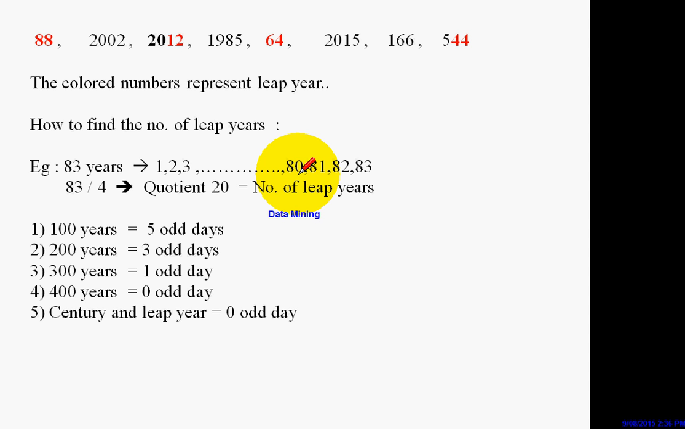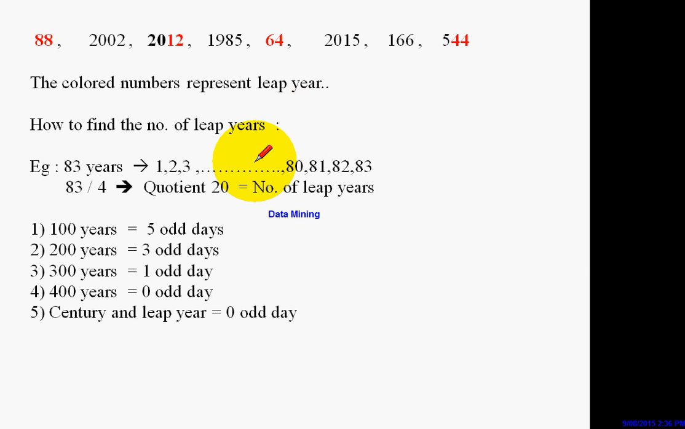Okay, then I say how to find the number of leap years. I have given you some 90 years or 100 years. Tell me how many leap years in 100 years. Or I can ask, tell me how many leap years are there in 86 years or 96 years. We can straight ask questions in this way. So how to find out the number of leap years? Again, it is another task which is very simple.